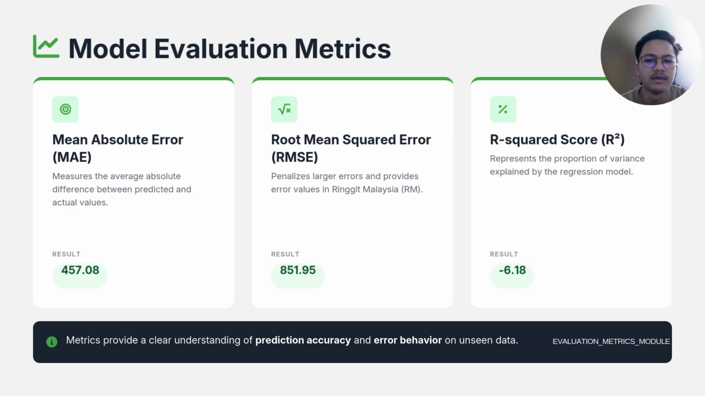Model evaluation metric. The core of our project is the linear regression algorithm. It works by finding the line of best fit, a mathematical relationship where the model minimizes the distance between the actual data points and the predicted line. This allows us to see how much expense increases as variables like food costs go up.